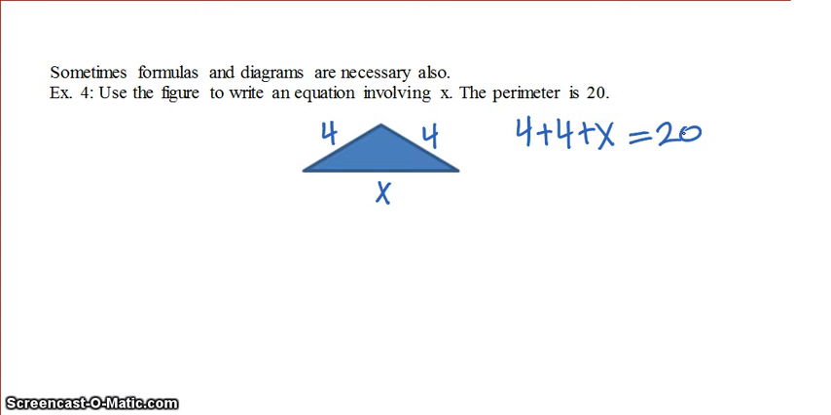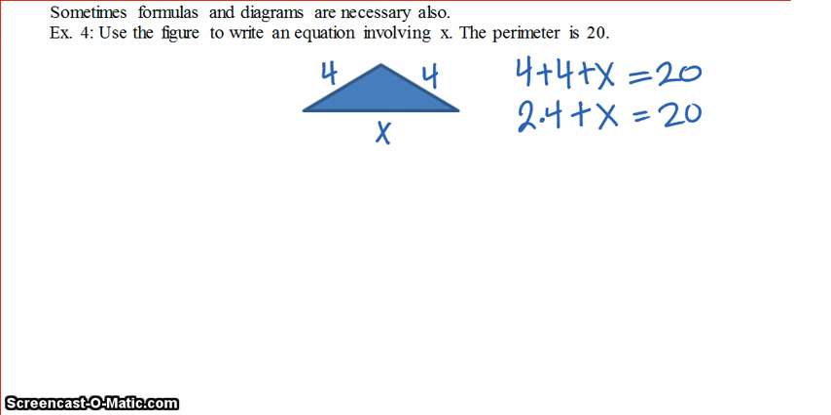Now, does it matter which order? Could you have done x plus 4 plus 4? Could you have done 4 plus x plus 4? Yes. Okay? Doesn't matter which order. Now, you also could have done 2 times 4, because we have 2 4s, plus x equals 20, right? Because 4 plus 4 is 8. So it would be 8 plus x, and this one would be 8 plus x. So, either way. So, there you have it.